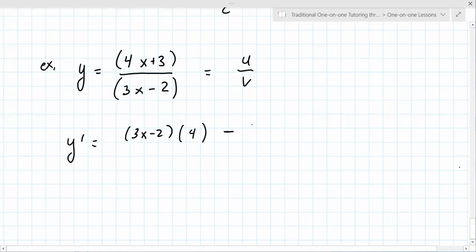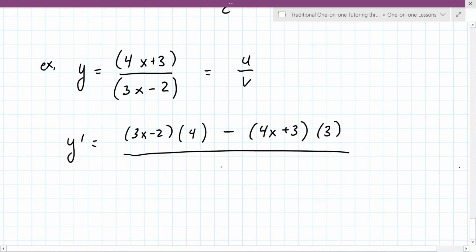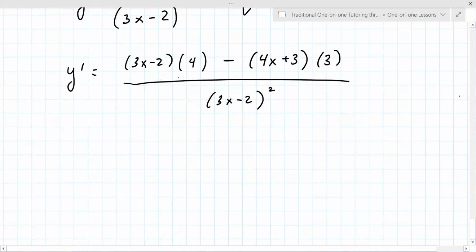Minus the top, so 4x plus 3, and the derivative of the bottom, which is 3, all over the bottom squared. Great. Now in the numerator, we can multiply both of these by 4, so that's 12x minus 8. And then here, both by 3. See how it becomes 12x, but there's a negative, so it's minus 12x, and then that's 9, but there's a minus 9 there.